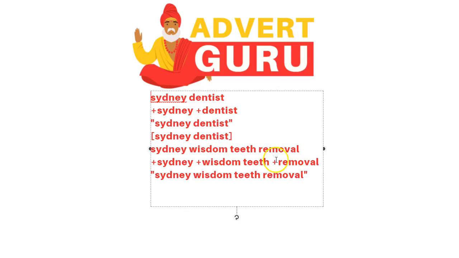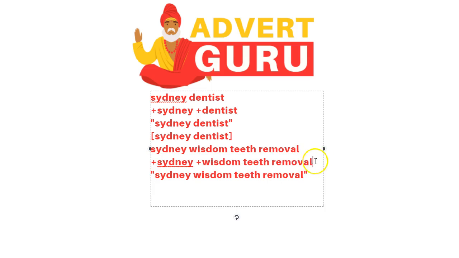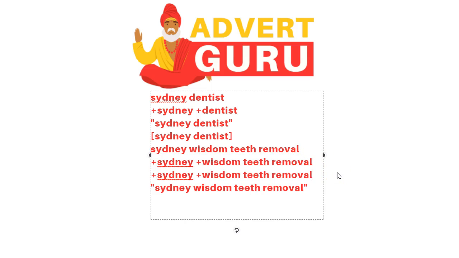Now you might also with this perhaps try one of those as another variation. So you'd actually have 2 variations of that. Okay, and so that one would have the plus there. And the reason you do that is that would pick up Sydney wisdom, tooth, teeth, molar, removal, extraction, take out, all those words, all the synonyms for removal.